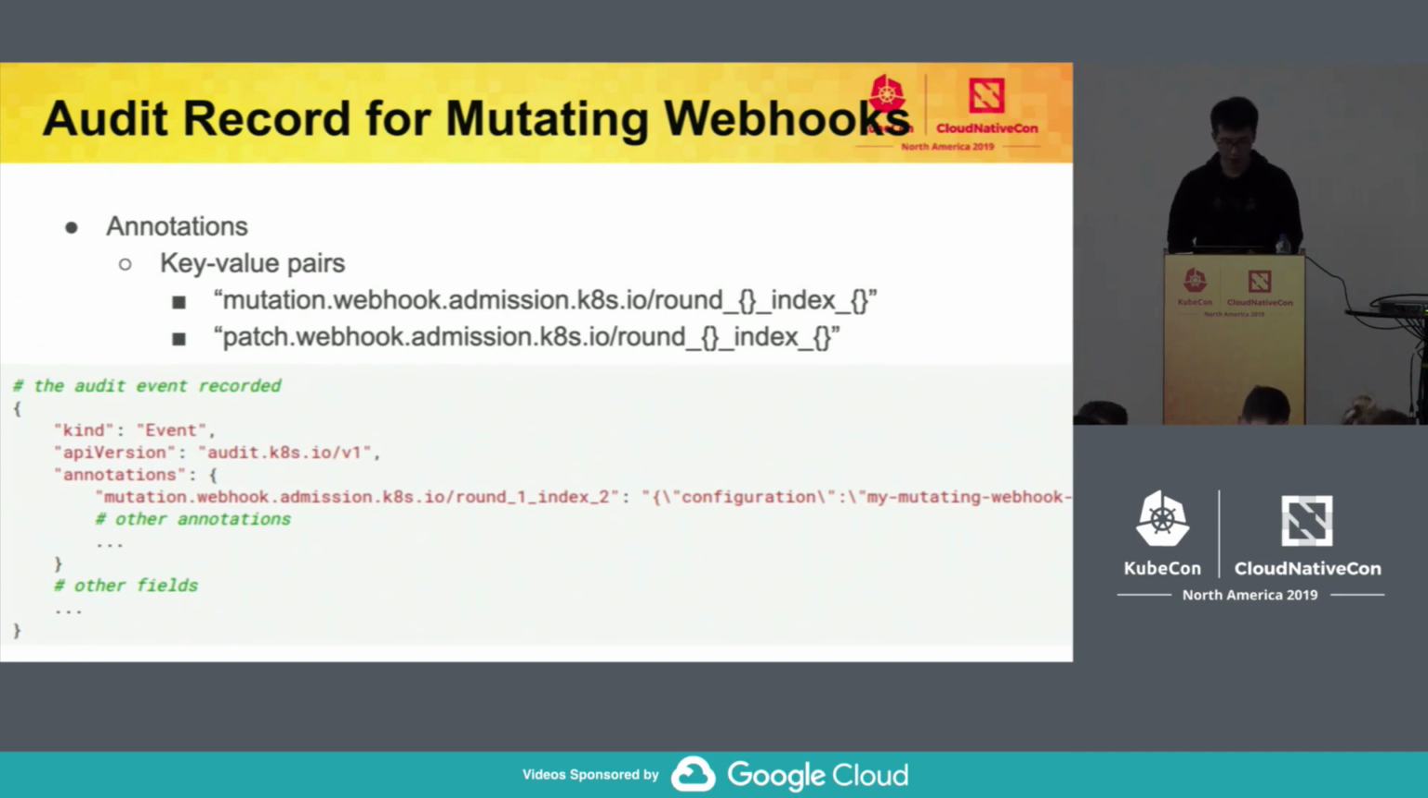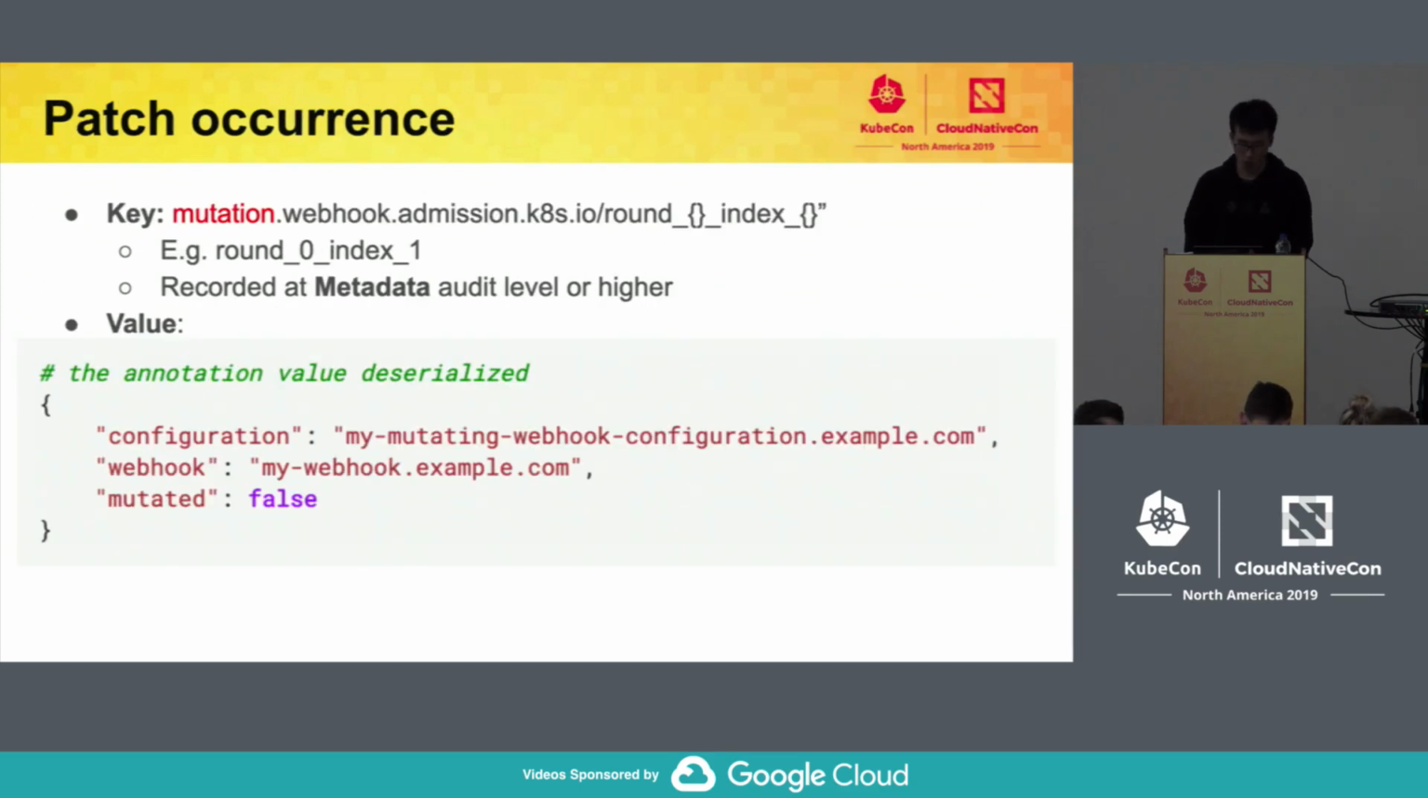Here's an example of an audit event that has this annotation, and you can see there is a key called mutation.webhook.admission.k8s.io/round_1_index_2. This is logging an activity related to a mutating webhook. So let's take a look at how these annotations are defined. The first annotation key records a mutating webhook occurrence.